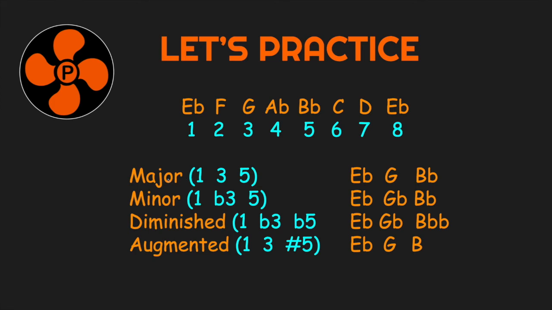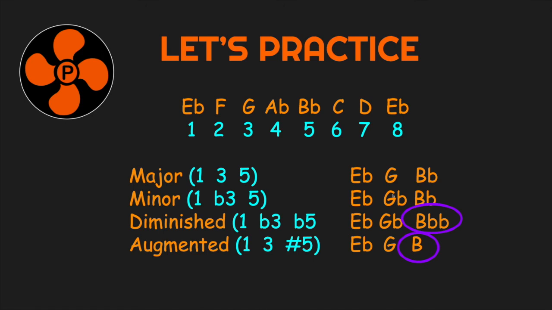So for a major scale or a major triad, I will play the first note, E flat, the third note, G, and the fifth note, B flat. There's an E flat major chord, an E flat major triad. Minor, we would lower the G to become a G flat. For diminished, we have a B double flat.